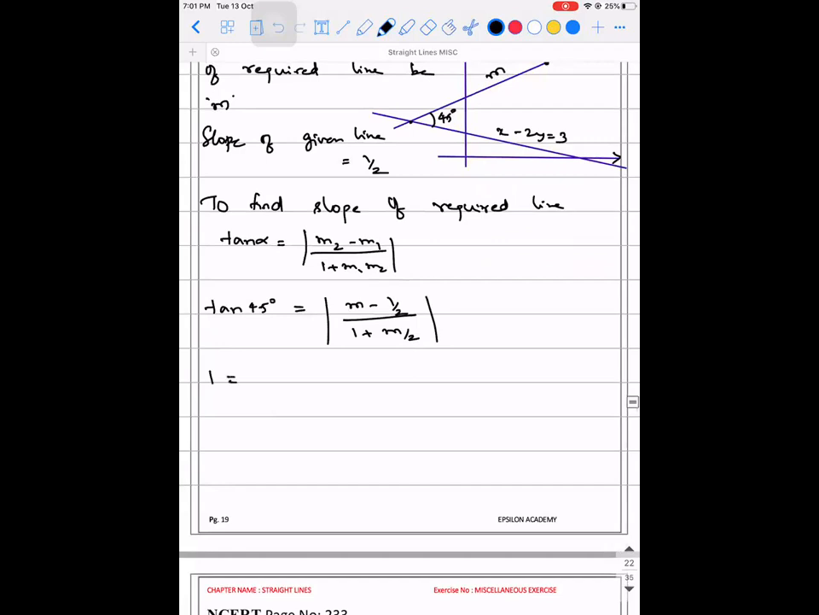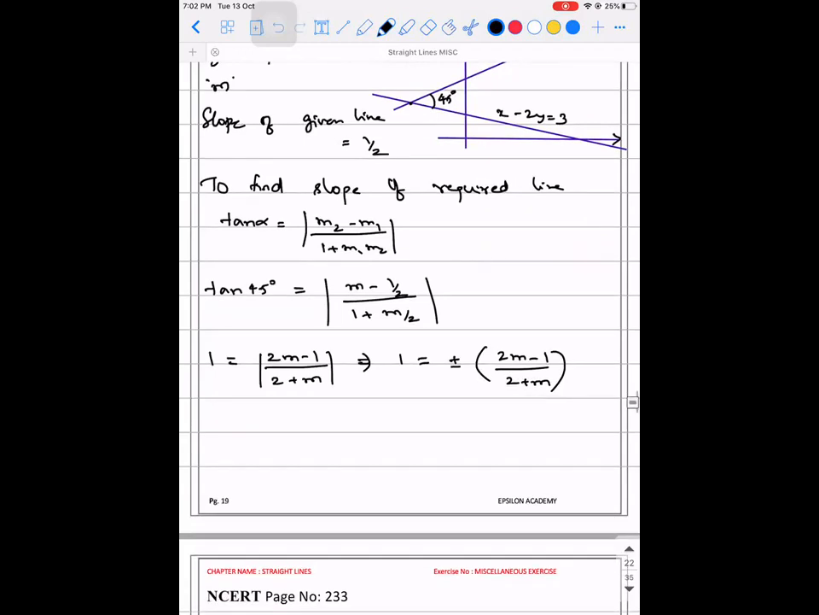Tan 45 is 1, is equal to 2m minus 1 divided by 2 plus m within a modulus, which implies 1 is equal to plus or minus 2m minus 1 divided by 2 plus m. So 1 is equal to 2m minus 1 by 2 plus m, and 1 is equal to minus of 2m minus 1 by 2 plus m. Solve both and tell me what are the values of m you are getting.